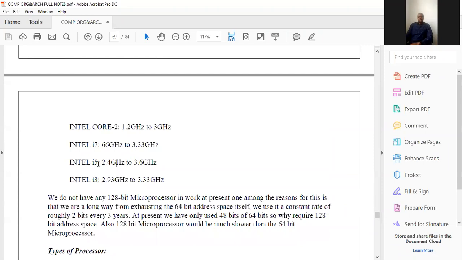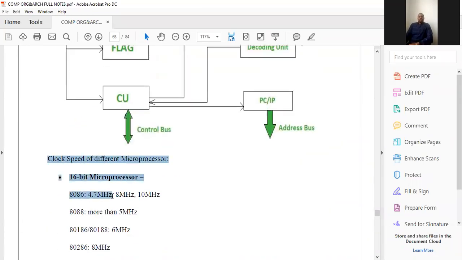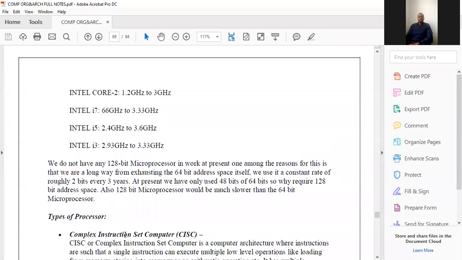Yeah. My HP Core i5 was 2.6 gigahertz. It's not dead though, it's just faulty. I'm trying to correct it. Yeah, 2.6. But of course, there are i3s with 2.9, such kind of things. So those are basically clock speed notations. Okay.